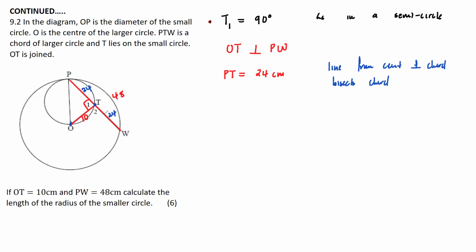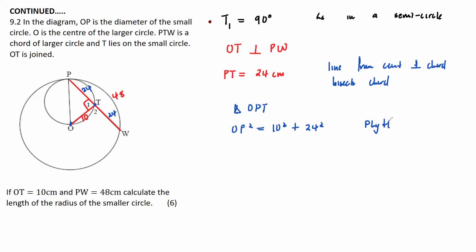So it was a matter of jumping small, big, and looking at how you can relate them. So let me go to the small circle. And now I'm on triangle OPT. Remember, I'm looking for the radius of the small circle. I can find OP now. Pythagoras, OP squared is 10 squared plus 24 squared.